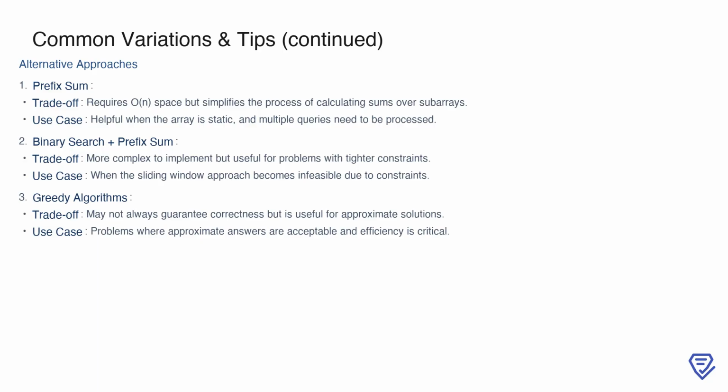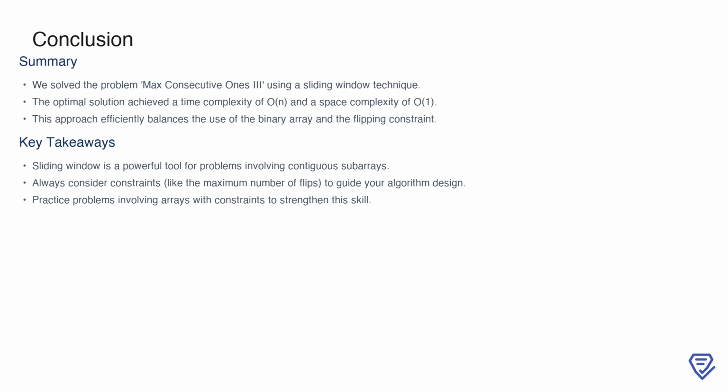Lastly, there are greedy algorithms. These can be appealing for their efficiency but might not always guarantee a correct solution. They're best suited for problems where approximate answers are acceptable and performance is critical. Each of these methods has trade-offs, so understanding their use cases and limitations will make you a more versatile problem solver. Great job completing this walkthrough. To recap, we used a sliding window approach to solve Max Consecutive Ones III with optimal efficiency. Remember, mastering techniques like sliding windows will help you tackle a range of array-based problems.